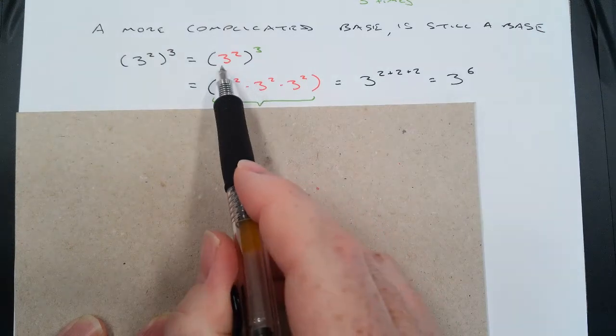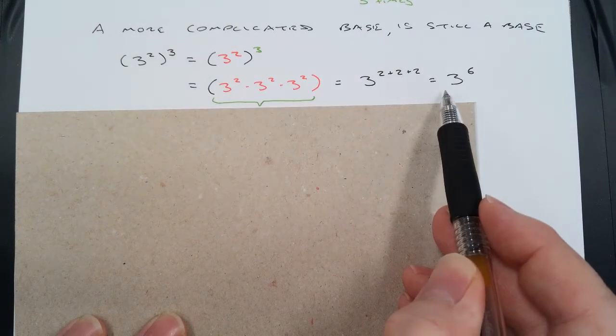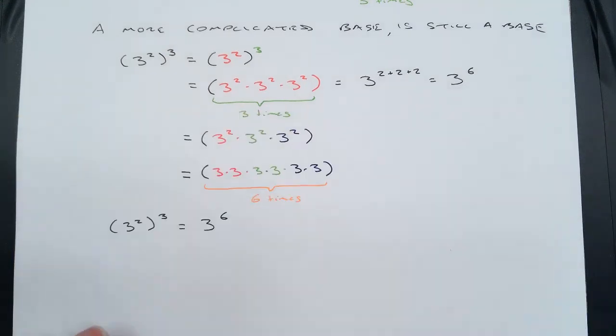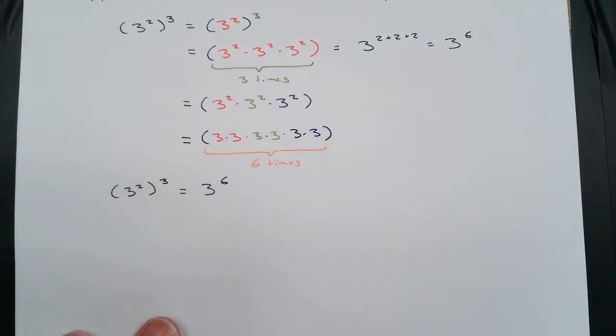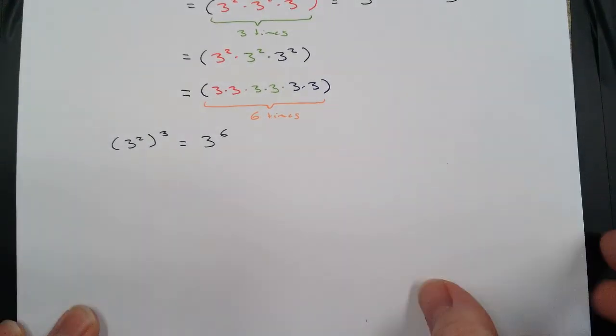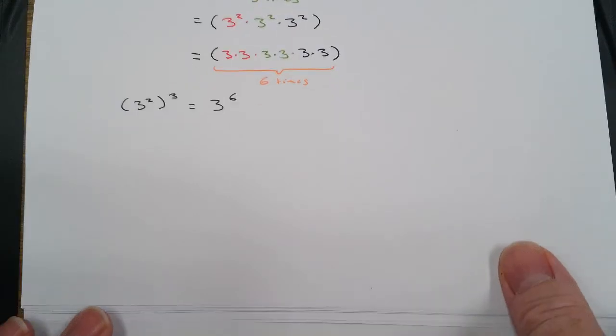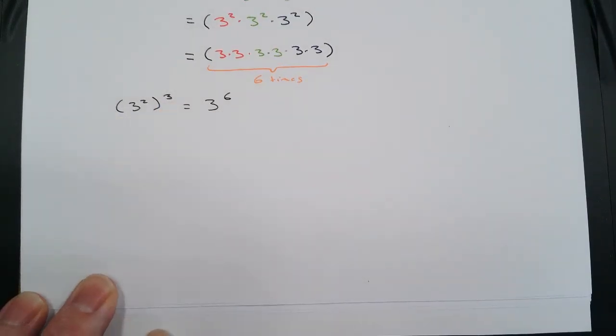So after you repeat the base, you can use lesson 2's strategy, or you can stretch everything out and just count the 3's right there. Whatever method you use, you find out that 3 squared to the third power is 3 to the 6th.